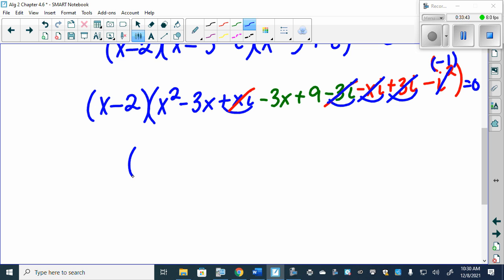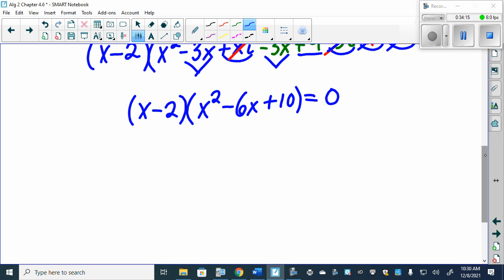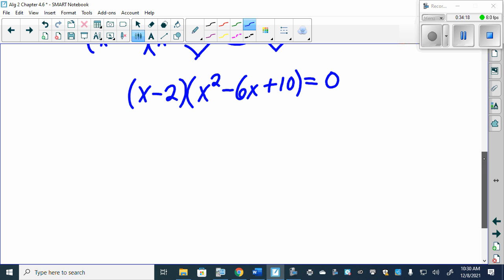So let's see what we have left. We have x minus 2 parentheses x squared. We have negative 3x and negative 3x, which makes negative 6x. We have 9 and negative 1. 9 minus negative 1. Well, the negative and negative make a positive, so 9 plus 1 is 10. And last but not least, we have to multiply these 2 together.